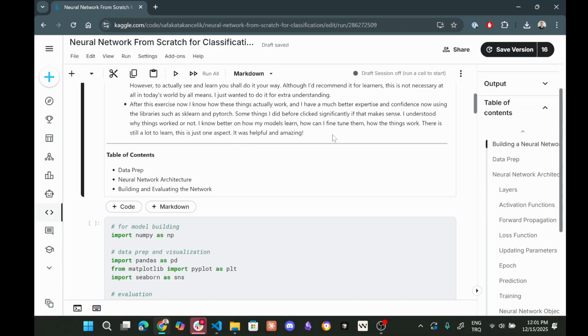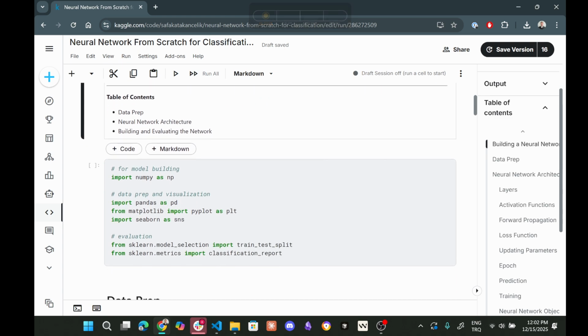So this notebook has various stages. The first step is data prep, because I need data to solve a problem. I just don't want to build something that doesn't do anything. Then there is a section called neural network architecture. In this section, I build the functional components of the neural network, and then I build an object that contains all those functions, and we'll see them here as well. In building and evaluating the network, I build a network, generate a classification report, and show my evaluation and hyperparameter tuning process for you.